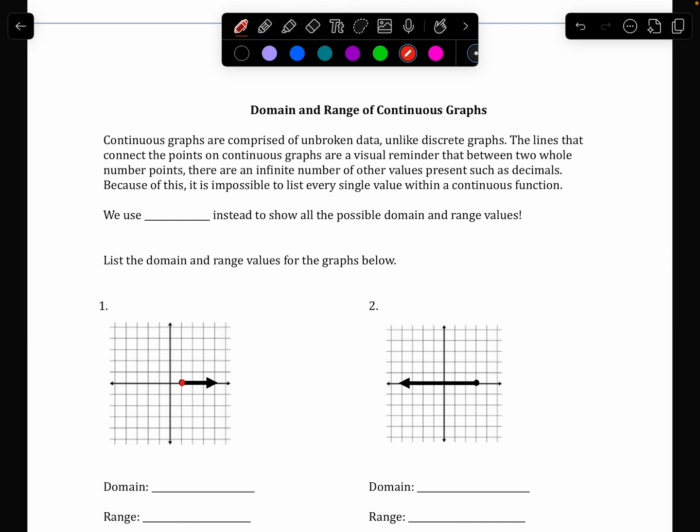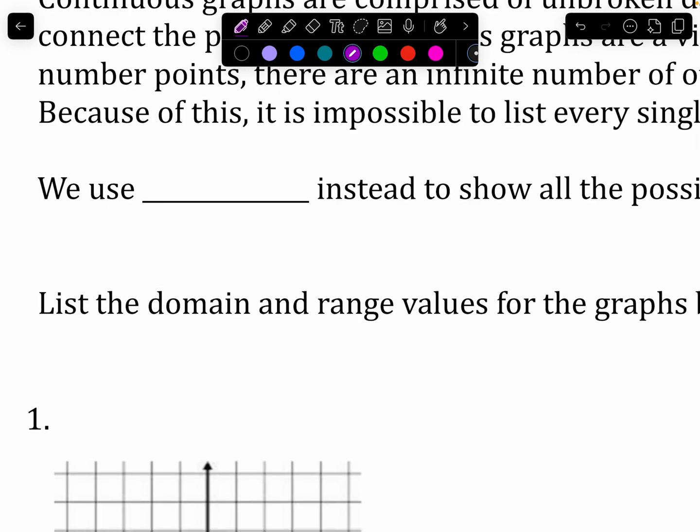Okay, I'm going to come back up here for a second though. Continuous graphs are comprised of unbroken data, unlike discrete graphs. The lines that connect the points on continuous graphs are a visual reminder that between two whole number points, there are an infinite number of other values present, such as decimals. Because of this, it is important to list every single value within a continuous function. We will use inequalities instead to show all the possible domain and range values. So we are going to be using inequalities today.